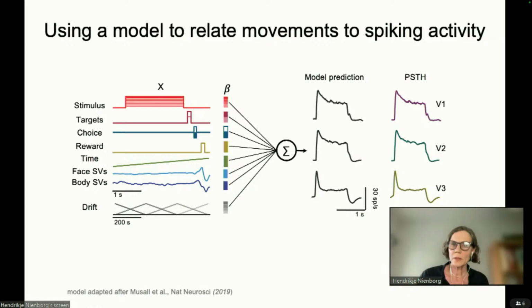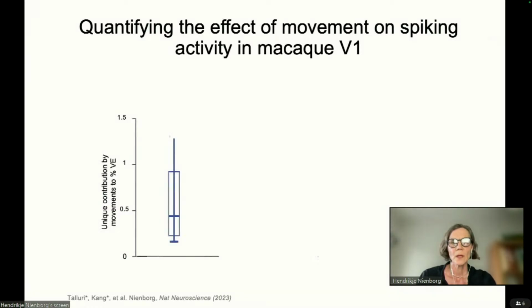And the power of using this modeling approach was really that it allows us to look at the trial-to-trial variability, especially when things are different across trials, such as, for instance, the movements. So we computed the cross-validated variance explained that was uniquely explained by the movements, but not by any other covariates. And we refer to this as the unique variance. And here it's the average unique variance across all the V1 units. And we see that on average, movements did contribute a significant, even if small, fraction to variability in V1. So at least qualitatively, this looked similar to the results in mice.